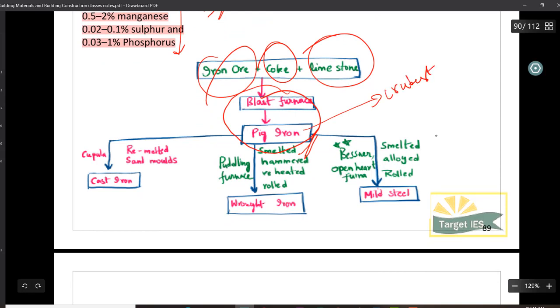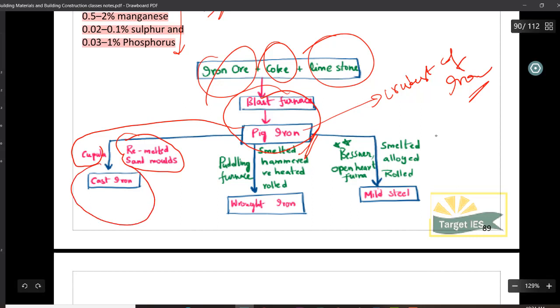Crudest form of iron. So now what am I doing? I am again dividing it as per the requirement. If I am heating it in a cupola at still higher temperature, remelting it and molding it in sand molds, then I will be getting my cast iron. What will I be getting? I will be getting cast iron.